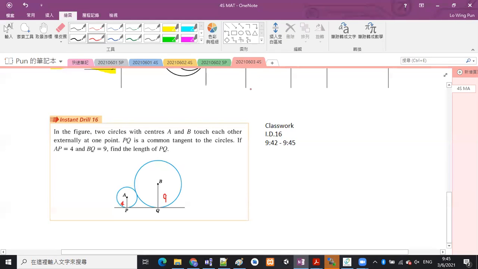Okay, can you see the keywords? The circles touch each other externally. Then we know the distance between the centers, that is AB, should be equal to the sum of the radii, that is R plus r. If AP is 4 and BQ is 9, find the length of PQ. Small r is 4, big R is 9. If we join A and B, then AB will be equal to 4 plus 9, that's 13. The question asks us to find the length of PQ.